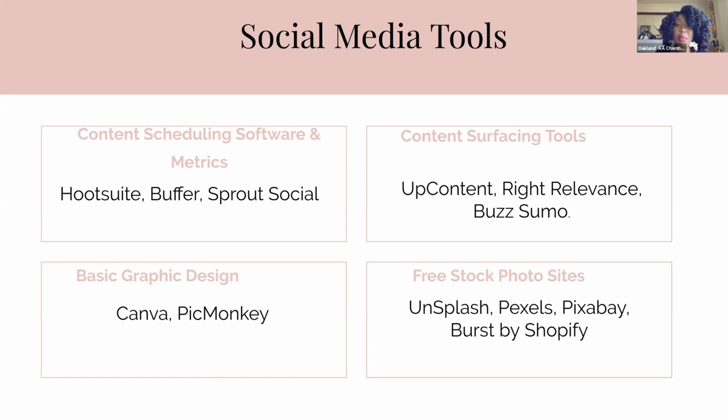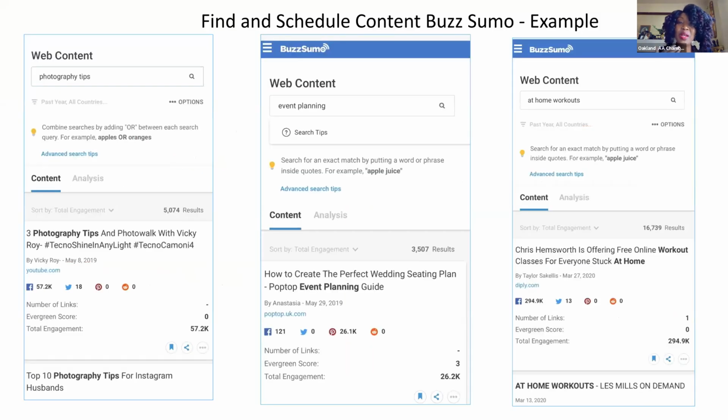I do have some examples on the next page, where this is an example of BuzzSumo. What I was able to find was that with BuzzSumo, I think you get 5 free searches, and then you have to sign up for maybe $12 to $14 a month. I can't remember because I didn't sign up on that one. But what I did was look for photography tips. It gives you an article, and you can see how well it did or how well it didn't do, and then post it on your page.